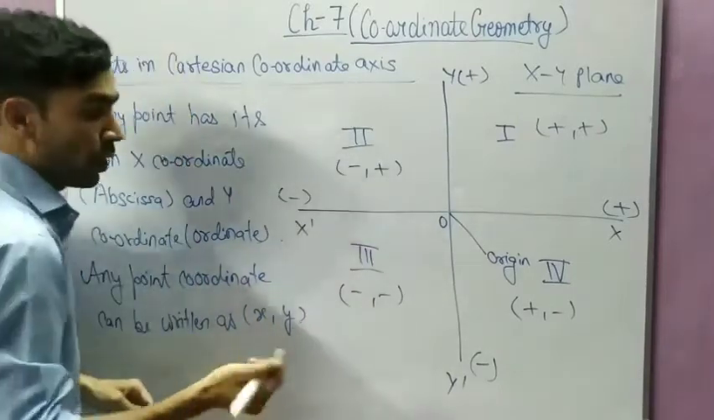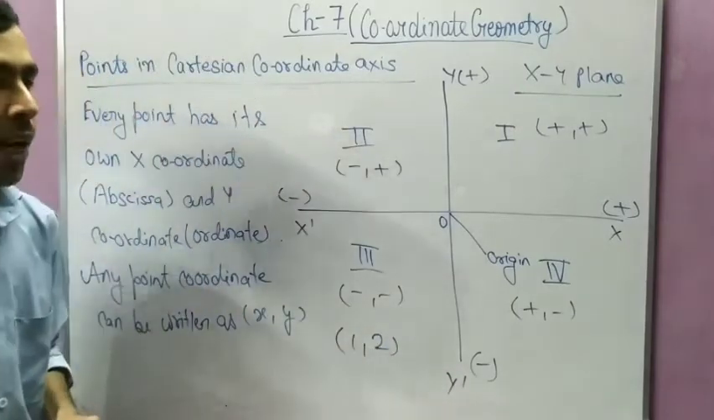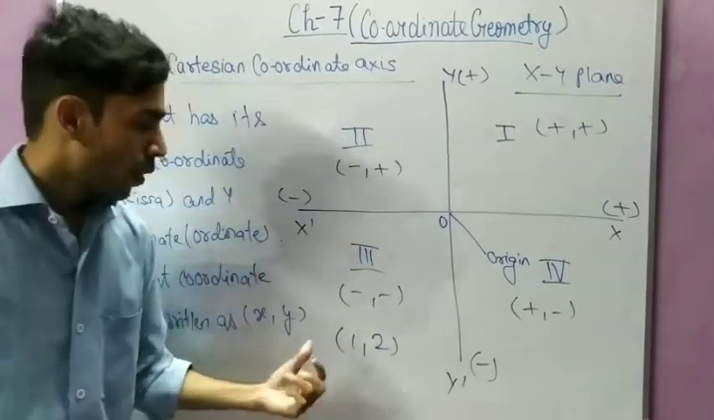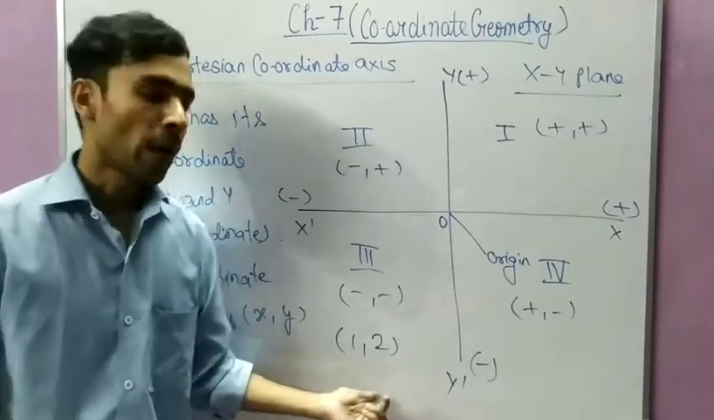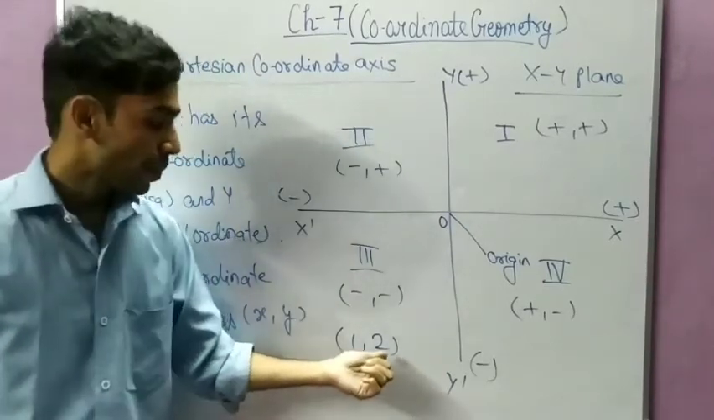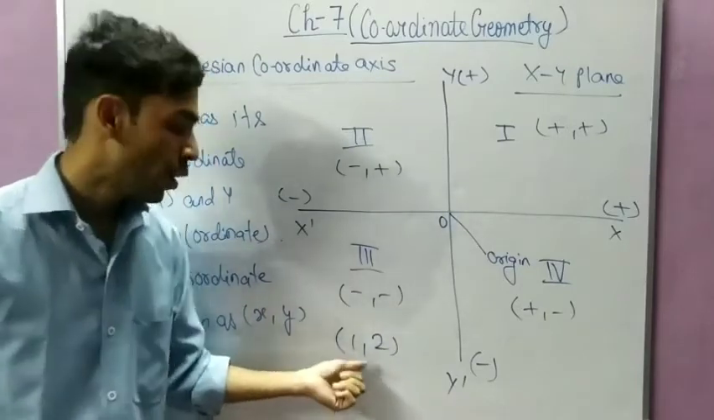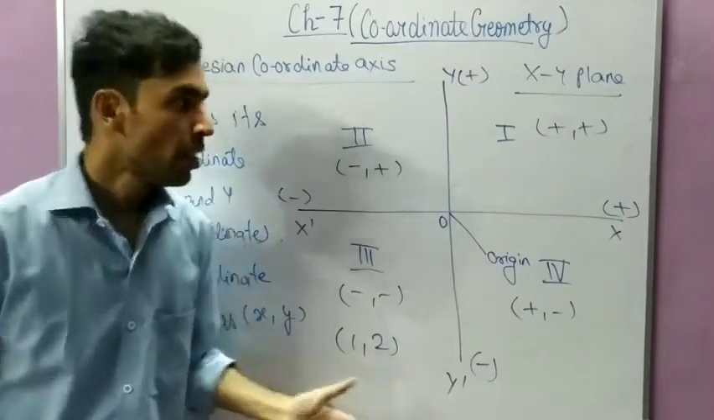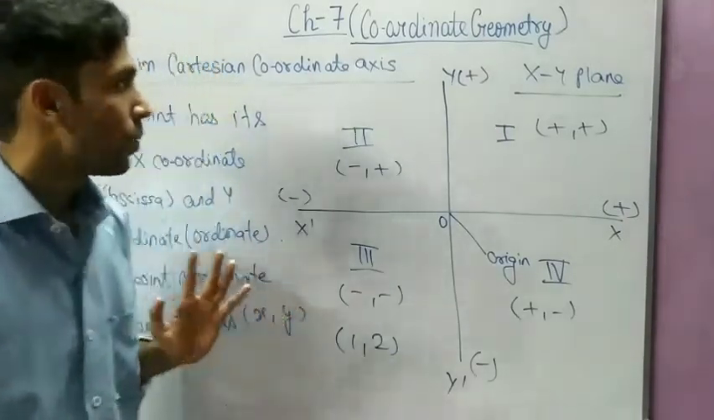Suppose in the question one point is written, that is 1 comma 2, and someone asks you what the abscissa is here. The abscissa is the x-coordinate, so the abscissa is 1 and the ordinate is 2, meaning the value of x is 1 and the value of y is 2. So I think this is clear to all of you, students. Note it down.